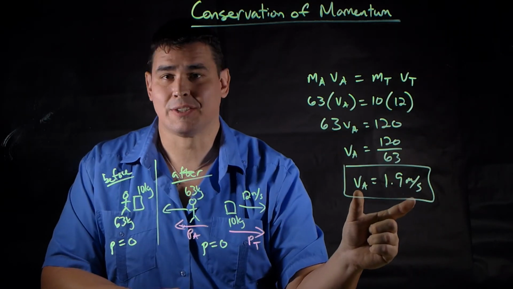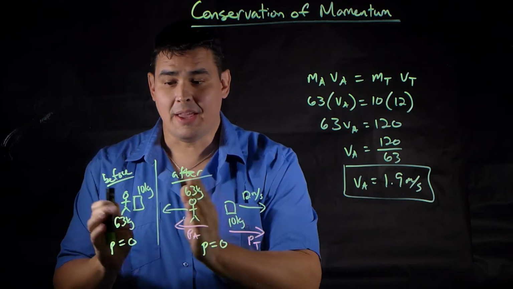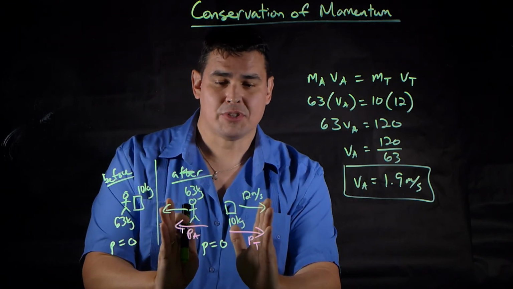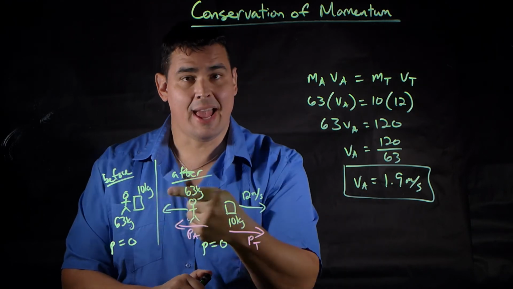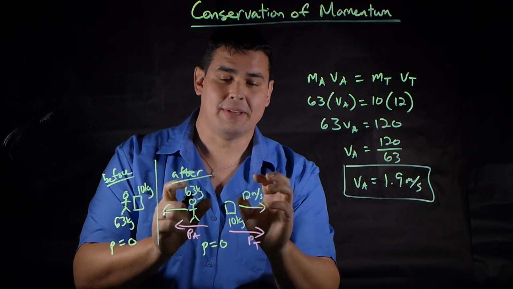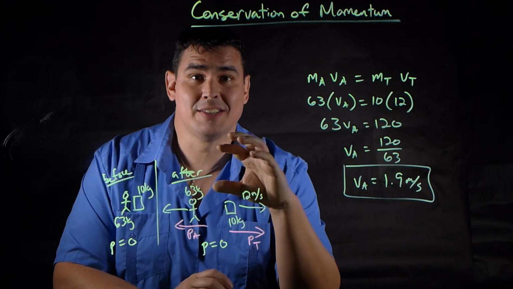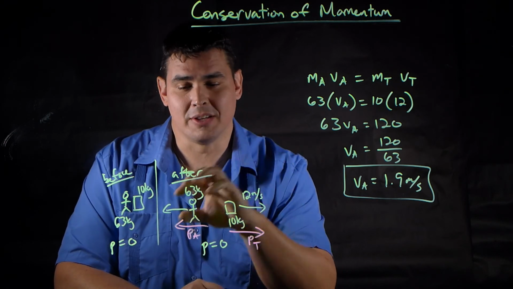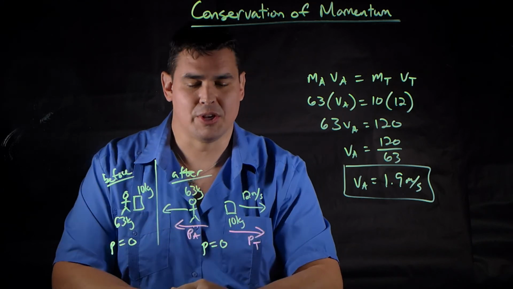So my astronaut's velocity is 1.9 meters per second. Because I started with no momentum, I'm just solving for the after. I know if the tank went this way, the astronaut's velocity has to be going this way, because my total momentum before was 0. That means after, my total momentum must be 0 also. So an explosion is probably the easiest of these types of problems to solve, because all you're doing is using the after and saying those two momenta have to cancel each other out.